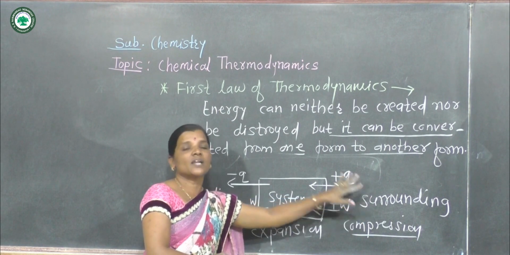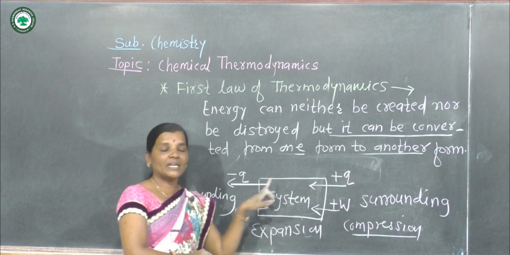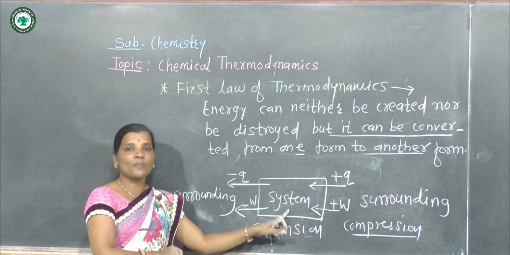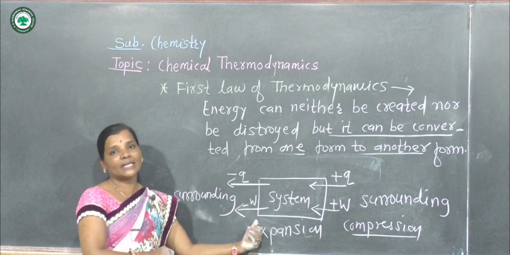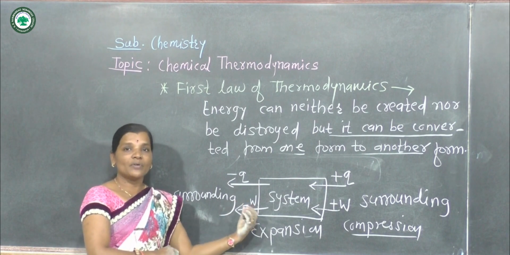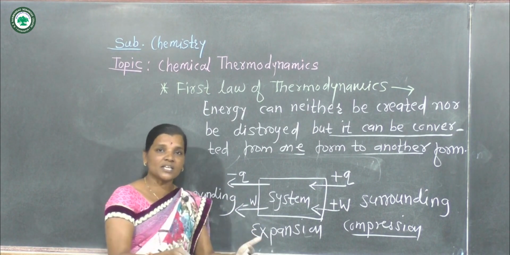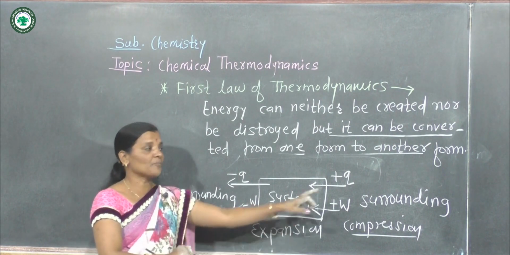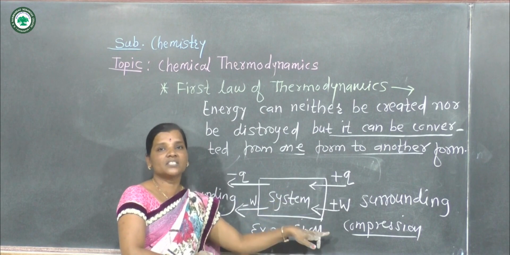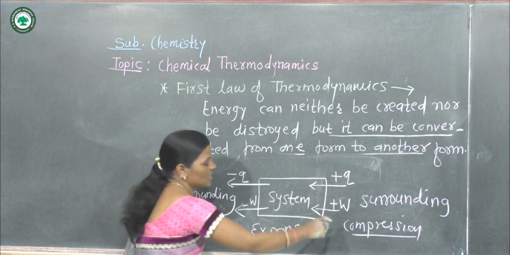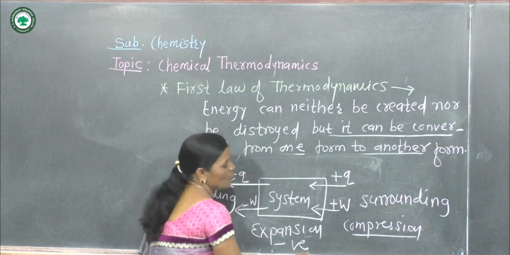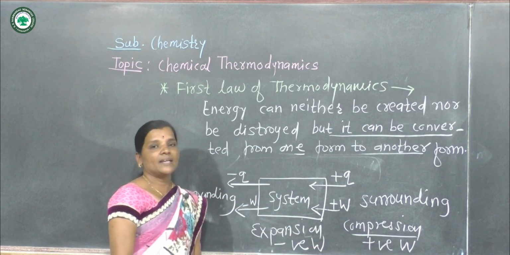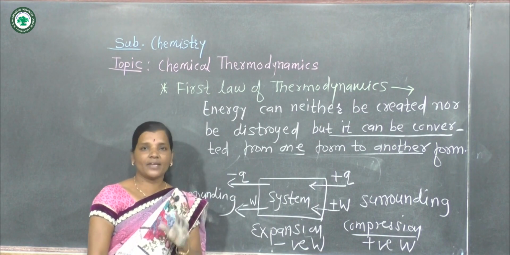Heat is given by the surrounding to the system, plus Q. When heat is released from the system to the surrounding, it is negative. When work is performed by the system on the surrounding, work is negative, and that is always expansion type of work. When work is performed by the surrounding on the system, it is always compression type of work. This is negative work and this is positive work. And these are the sign conventions, and this is very important.